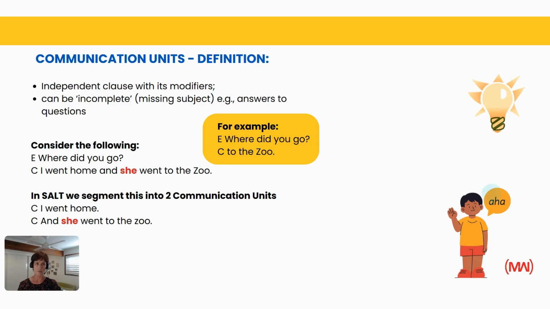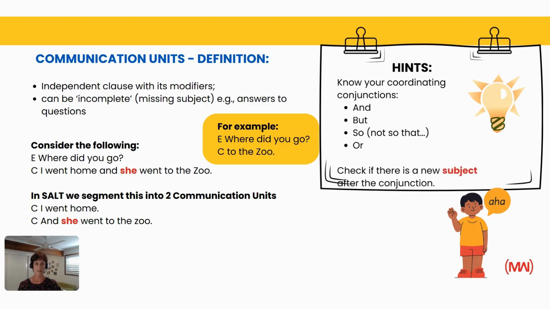So what's the best way to remember this? Let's look at some hints. You really need to know your coordinating conjunctions. And it's a short list: and, but, so, and or. And then if that's present in the sentence, you need to check if there's a new subject after the conjunction. So in this case, she is a new subject. So that's why we actually segmented into two communication units.